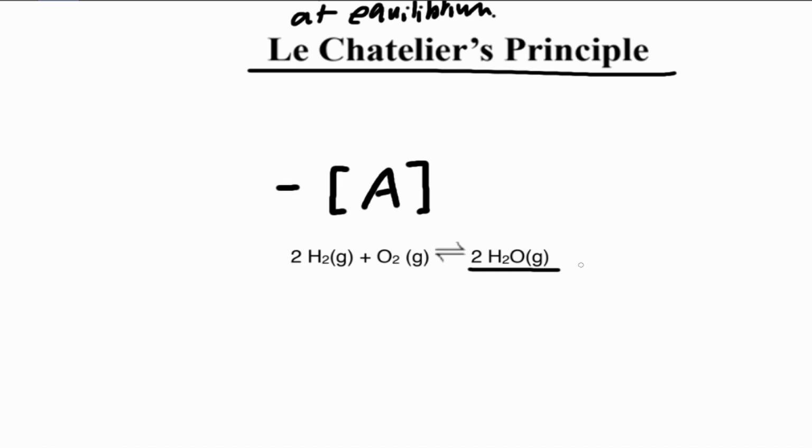If we increase the concentration of H2O, now the reaction has a lot of H2O, a high concentration, so the reaction wants to decrease it and consume that high concentration of H2O. So in this case, the reaction is going to reverse and produce H2 and O2. However, what happens if we decrease the concentration of H2O? Now the reaction wants to make more H2O because we don't have much H2O. So in this case, the reaction is going to shift forward towards the product, using H2 and O2 as reactants.